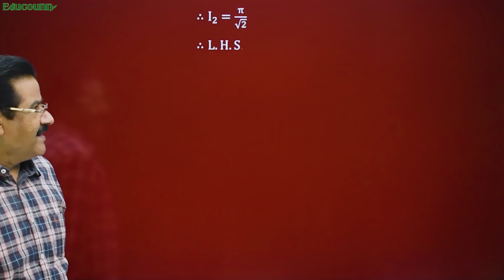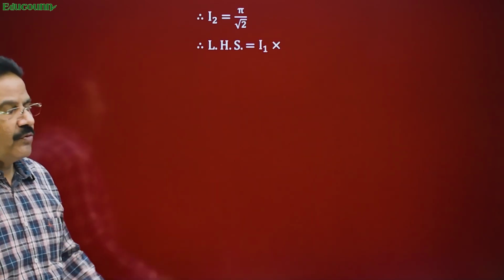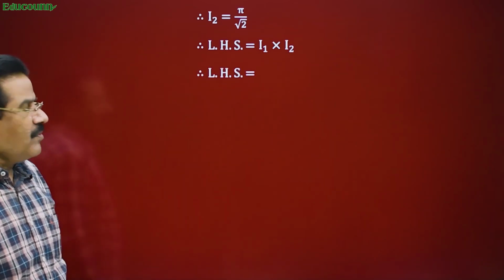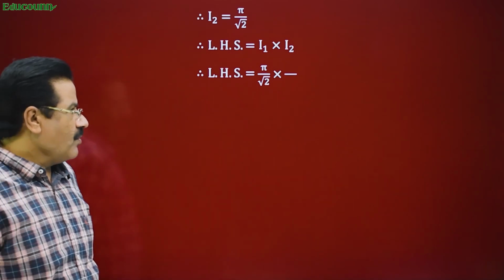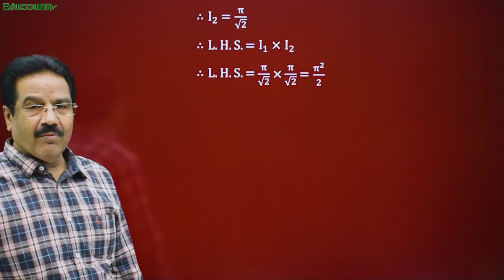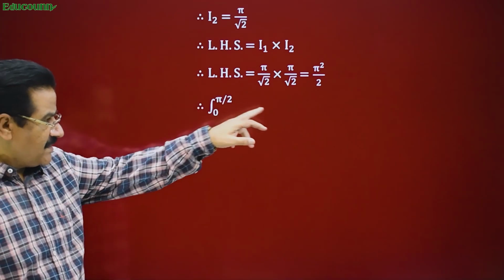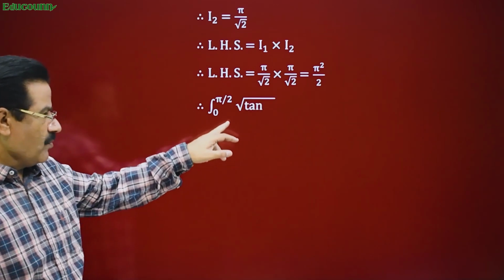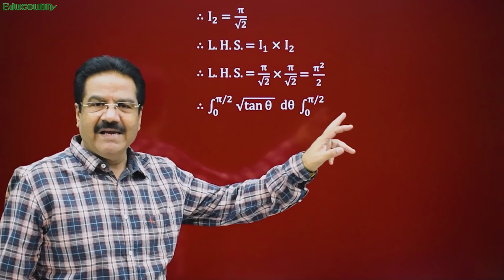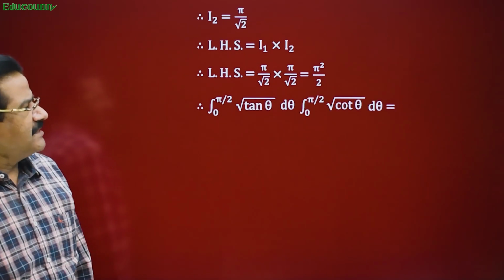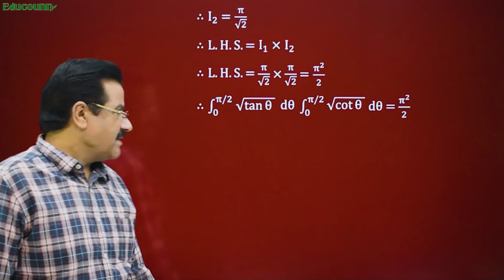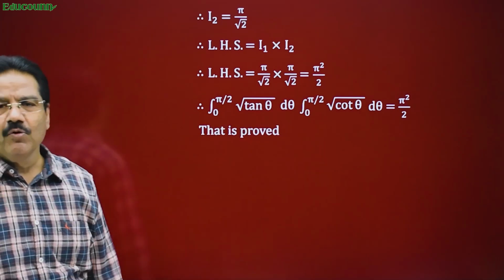Now we can say the final answer, that is LHS is equal to I1 into I2. So if you put the values of I1 and I2, we get pi upon root 2 into pi upon root 2, and that is nothing but pi square upon 2. And therefore, this is the integration 0 to pi by 2 root of tan theta into root of cot theta d theta multiplied by the second integration. The answer is equal to pi square by 2. So that is the answer, means in short we can say that it is proved.